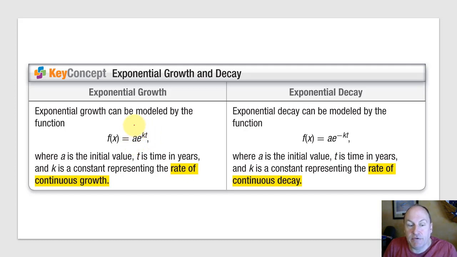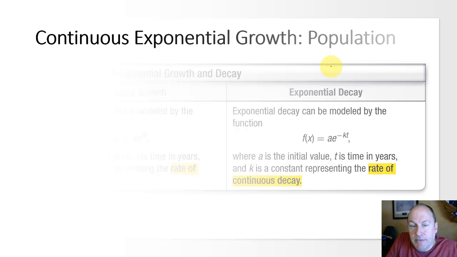And a is your starting value. k is going to wind up being the rate of growth, and t is the amount of time that has taken place. Exponential decay can be modeled with a similar function, ae to the minus kt, where minus k is the rate of decay. To be able to figure those equations out, we need to find out the rate of growth or decay in the situation.